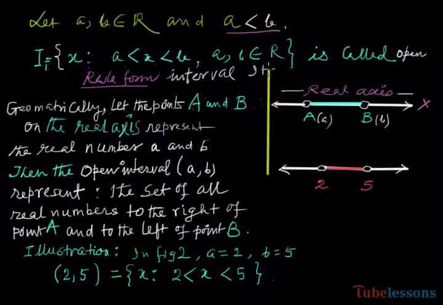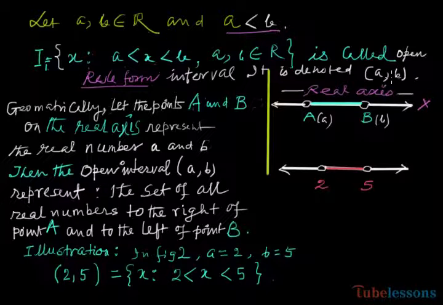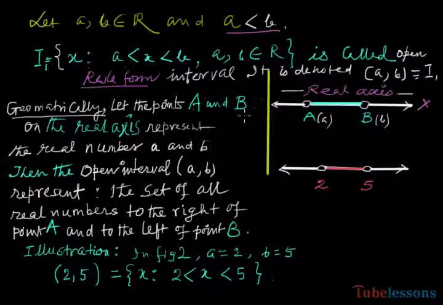And it is denoted by open, so we put round brackets. So I1 is equal to (A, B). Geometrically, we can represent this as a figure. See, we have taken a line X' to X. This is called the real axis. We take 2 points A and B, where A represents the number A and B represents the number B. And look here, we have used hollow circles, meaning we are not considering the point A and point B in the open interval (A, B).